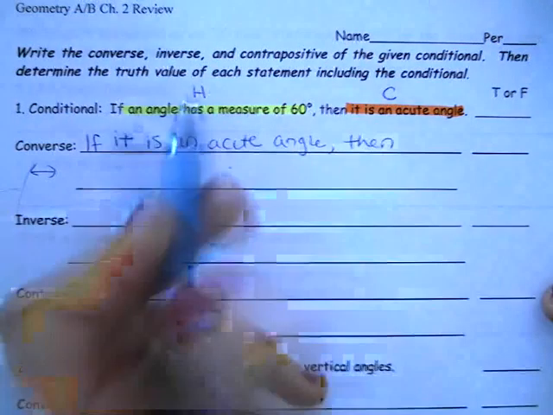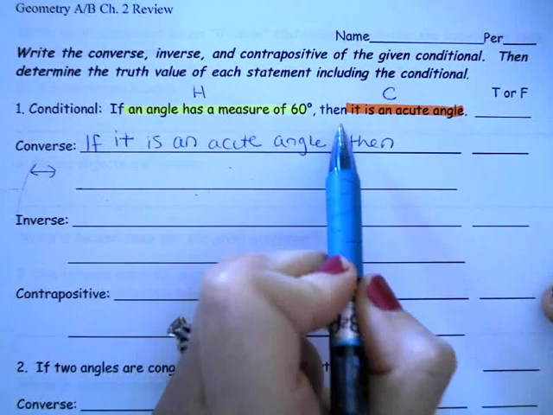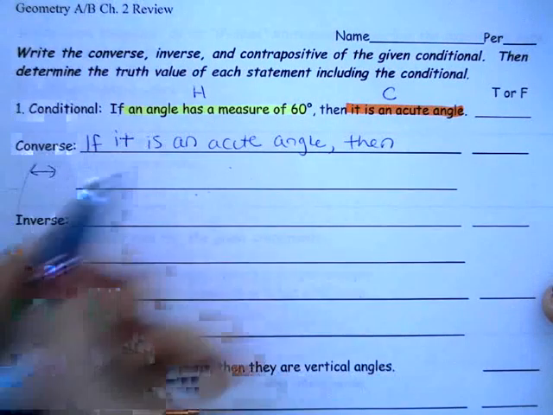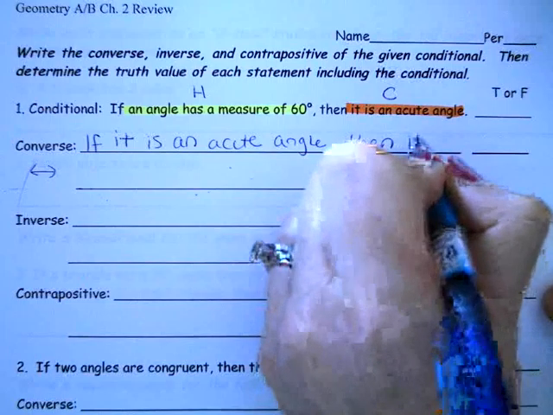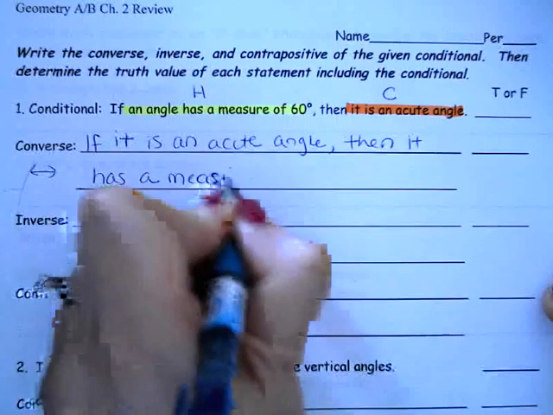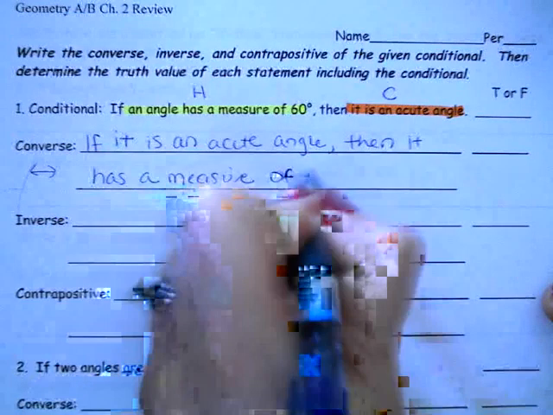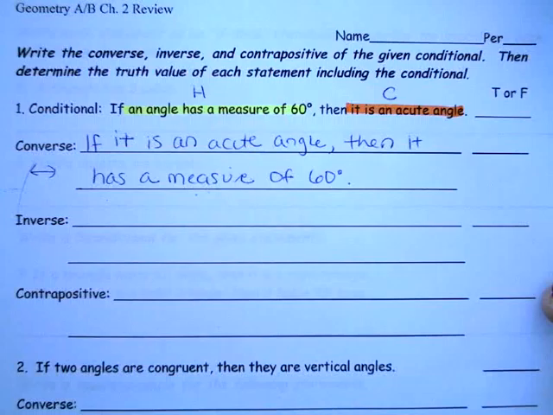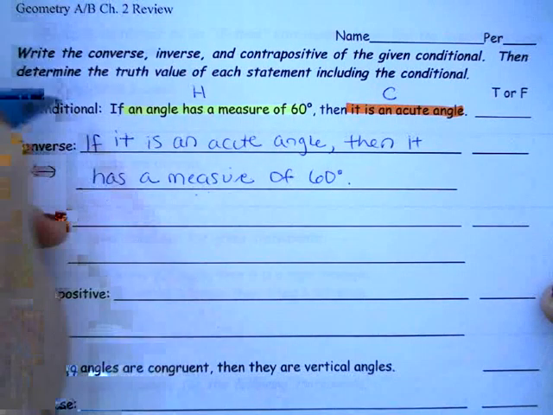then now I'm going to put the hypothesis at the end because I'm flipping it. Then it has a measure of 60 degrees. Okay. Now for inverse, we start back at the conditional.